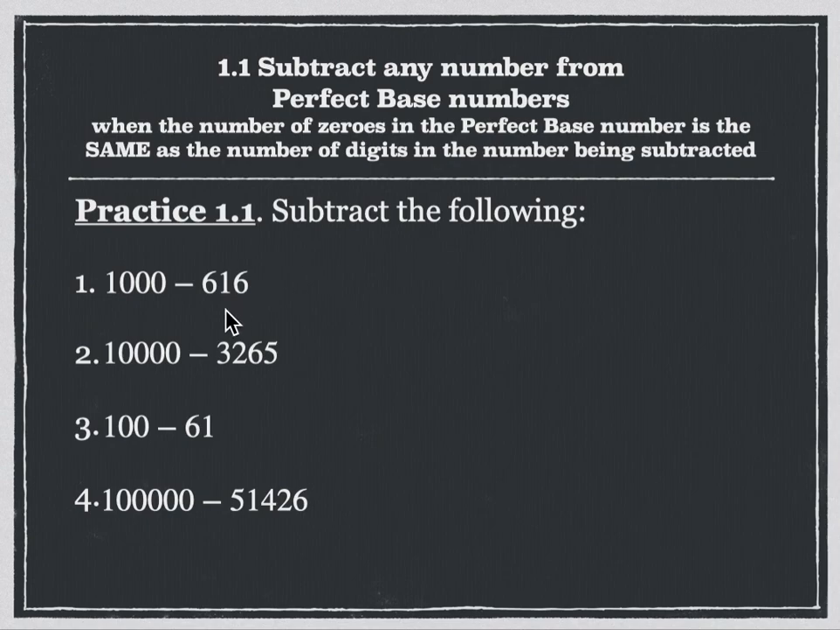Subtract the following. 1,000 minus 616. The conditions are met: the number of zeros is equal to the number of digits being subtracted. What will you add to 6 to make it 9? 3. 8. 4, since here we get the number from 10, so 6 plus 4 will become 10. Next, 10,000 minus 3,265. You just need to think here: 6, 7, 3, and from 10, 5.